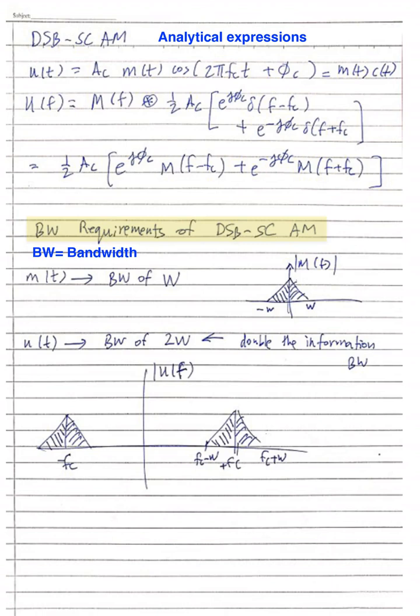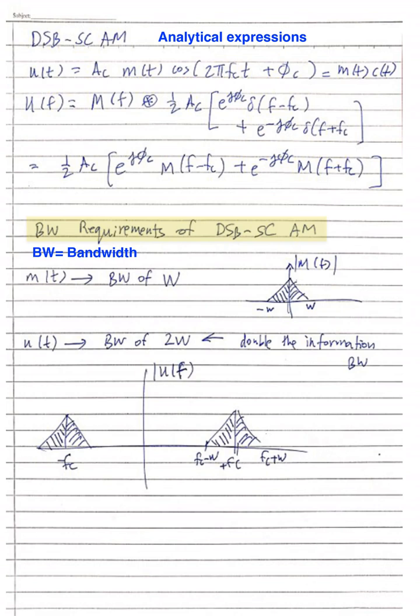Looking at the Fourier transform of double sideband suppressed carrier AM, again, we see that the Fourier transform is non-zero for only part of the spectrum, namely from fc minus W to fc plus W. So, we say that the double sideband suppressed carrier AM signal has bandwidth of 2W, which is twice that of the message signal bandwidth, which is W. Hence, we use the term double sideband.